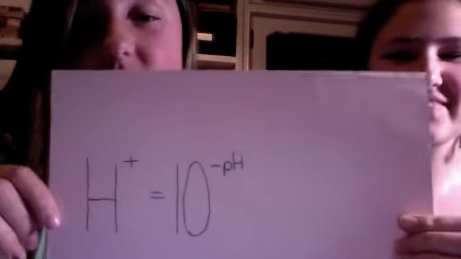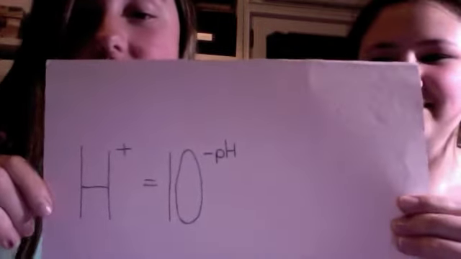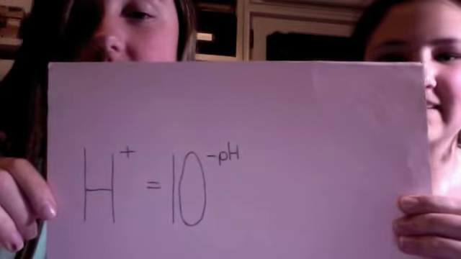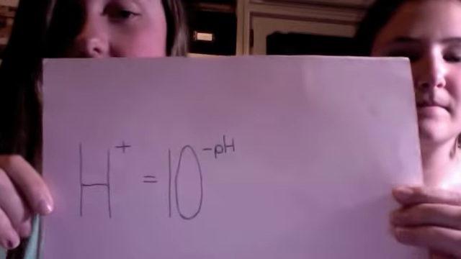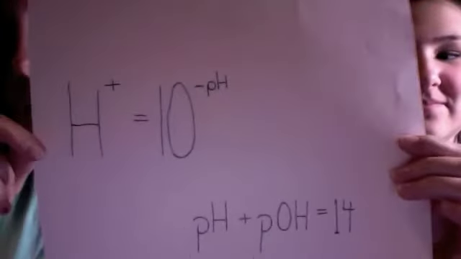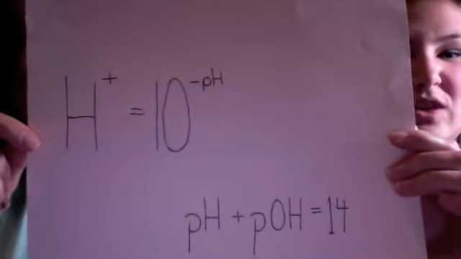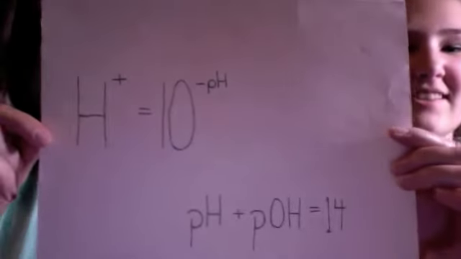Okay. To find the hydrogen ion concentration value, you take 10 to the negative pH value. And pH plus pOH always equals 14. So you can do the math for that one.